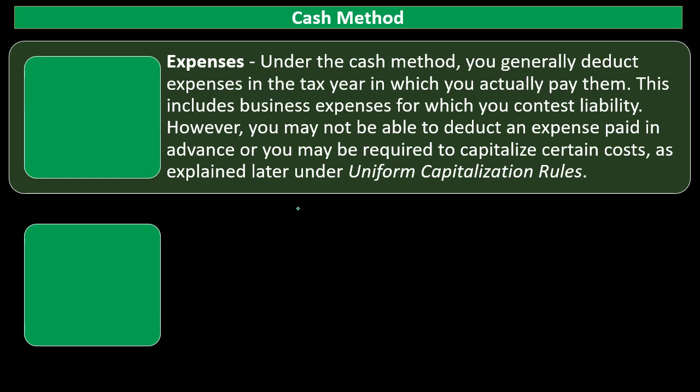And the other thing is big purchases. Like we say, there's always going to be a deviation from cash when you have large purchases like property, plant, and equipment. So if you bought like a forklift or something for $100,000, and you say, well, I paid cash for it, I'm going to deduct the whole $100,000. Well, no, the IRS says that's a big purchase.